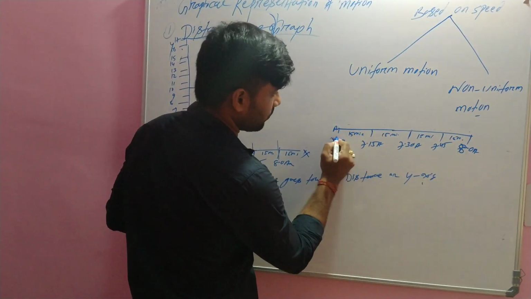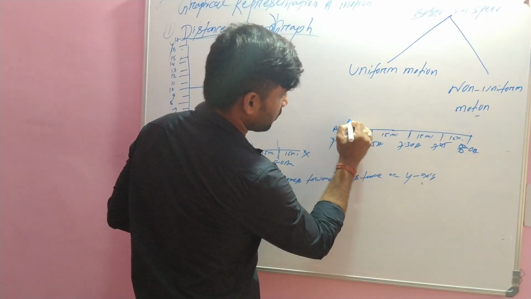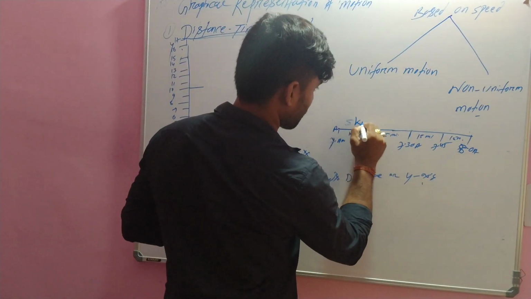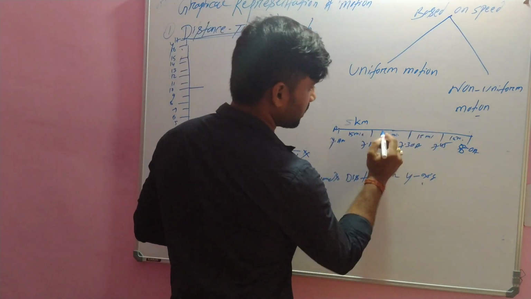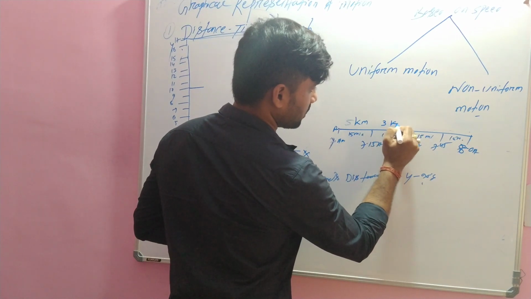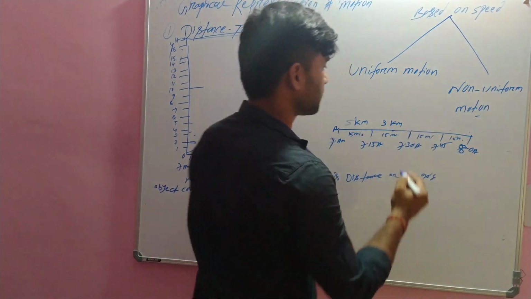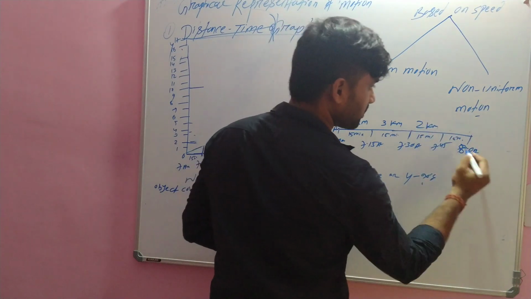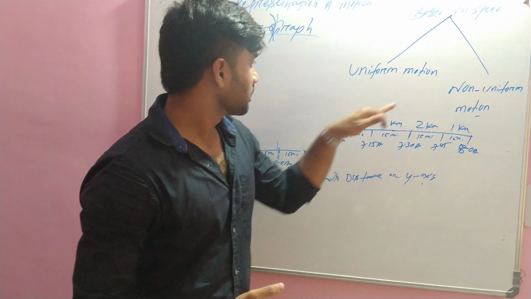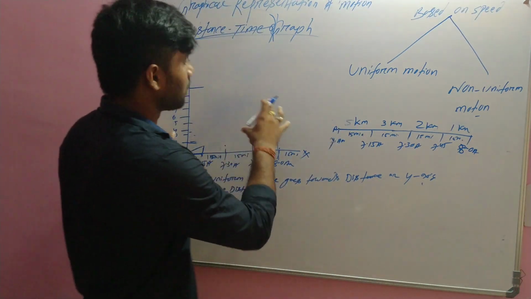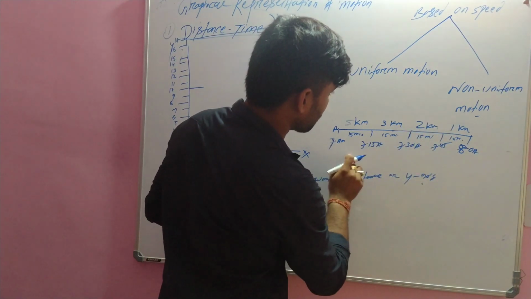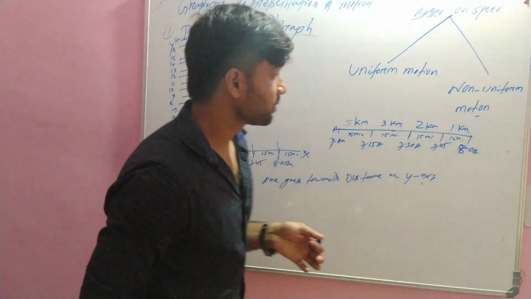Suppose the object covers 5 kilometers in the first 15 minutes, then it covers 3 kilometers in the next 15 minutes, then in the next 15 minutes it covers 2 kilometers, and the next 15 minutes it covers 1 kilometer. Okay, let's represent when the object covers less distance in the same interval of time.